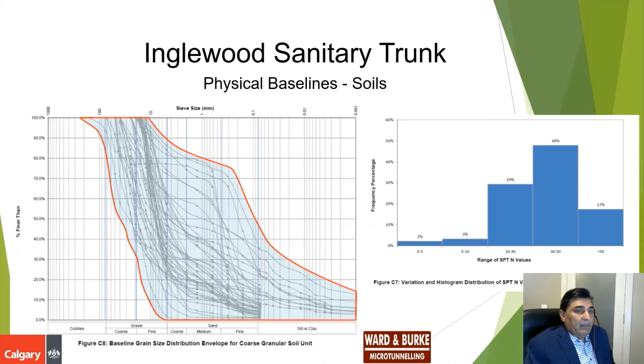Then we provide physical baselines for soil. And that first one is the gradation envelope, and this gradation envelope is for coarse granular soil unit. You will see how important this is when we go further into this presentation. And then we have to provide histogram distribution of SPT N values, which tells us how compact is this soil unit. So we have to provide similar gradation envelopes and histogram distributions for other soil units.